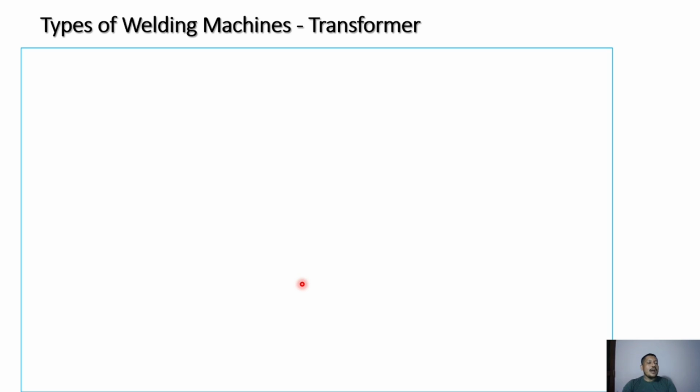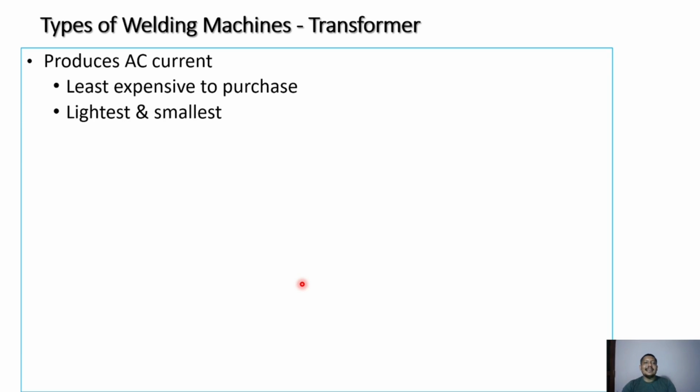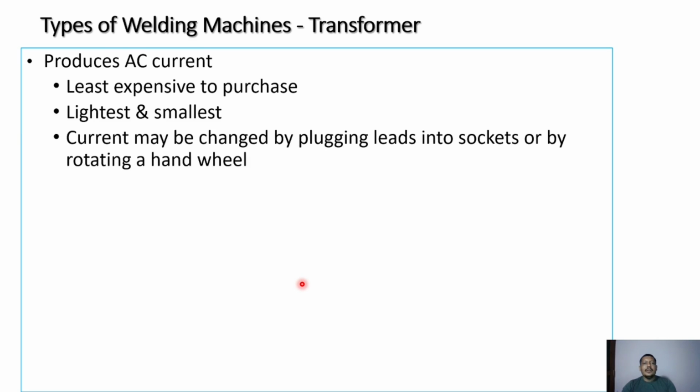The next topic is how to generate this electric power. The basic and the oldest one is called the welding transformer. The transformer produces AC current. It is the least expensive to purchase. It is the lightest and the smallest one. Current may be changed by plugging leads into a socket or by rotating a hand wheel.